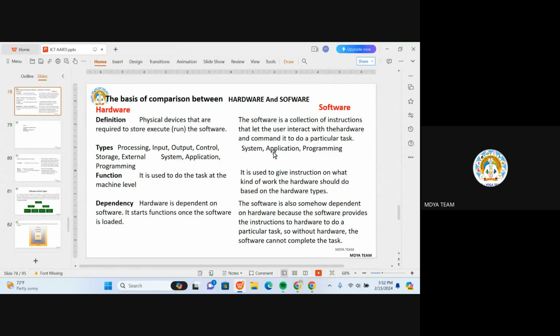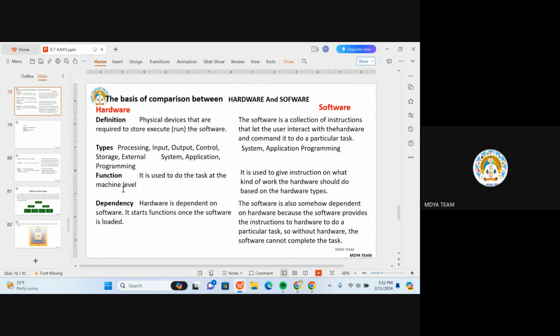Okay, so let's discuss the types of hardware. First, processing, the CPU is also a hardware. Input, output, control devices, storage devices, external systems, and application programming come under hardware. And for software, there are two types: system software and application software. These are the types of software.